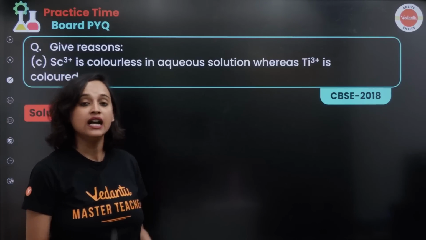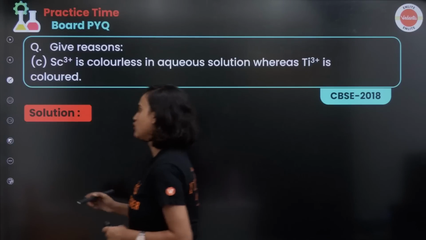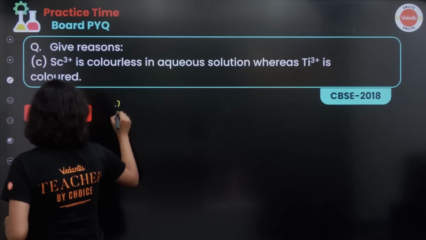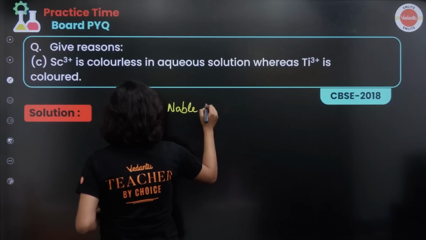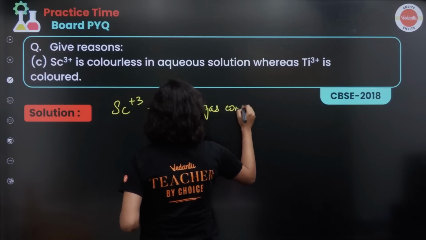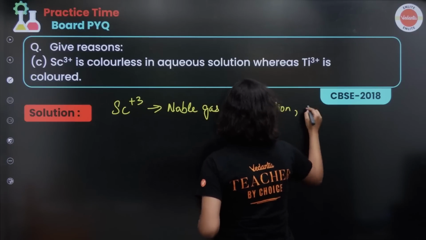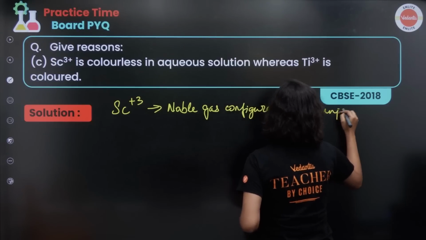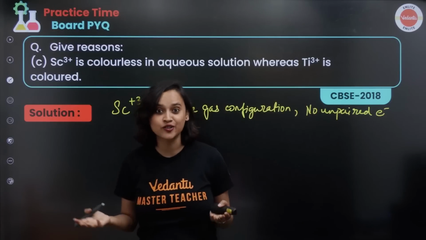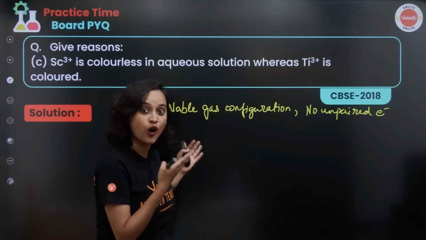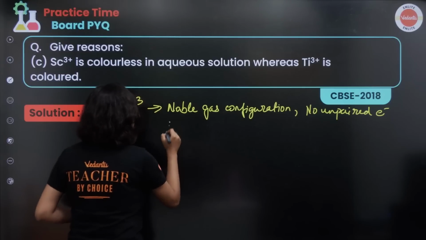Moving on. Next question. Sc+3 is colorless in aqueous solution, whereas Ti+3 is colored. Oh my God, what an easy question. Sc+3 will have noble gas configuration. Yes, noble gas configuration. That means no unpaired electrons, right? So if there are no unpaired electrons, where will the color come from? The color is always attached to unpaired electrons, right? No unpaired electrons, no color.